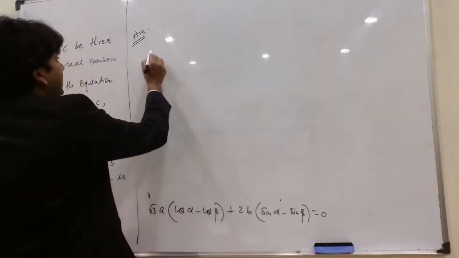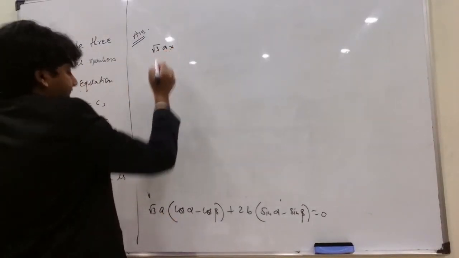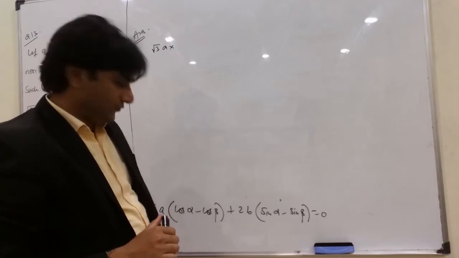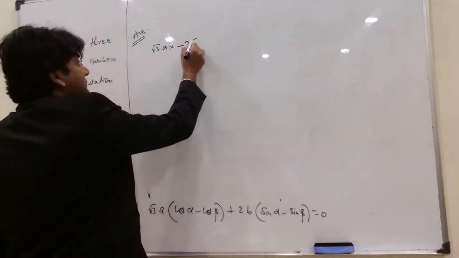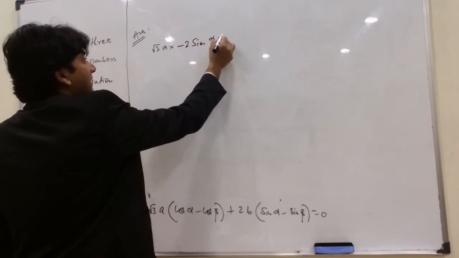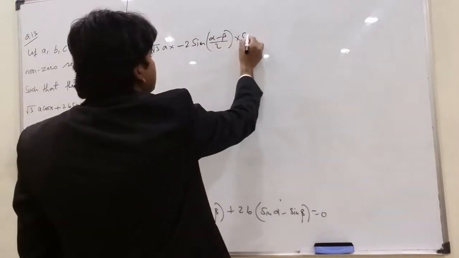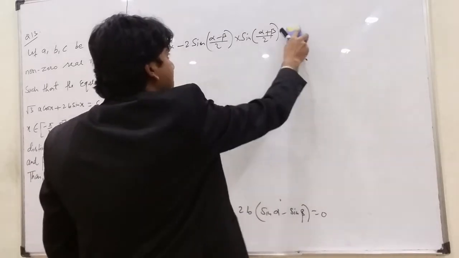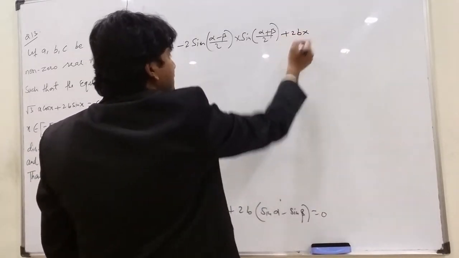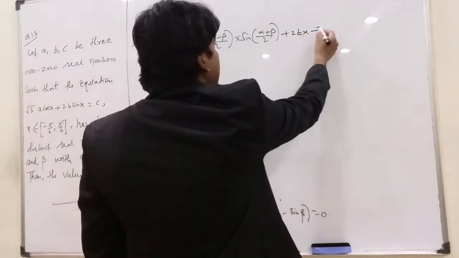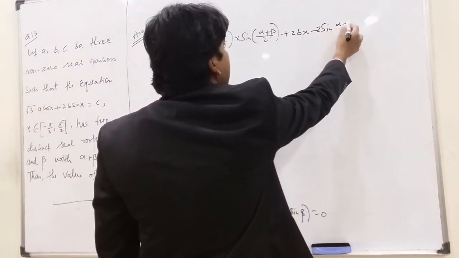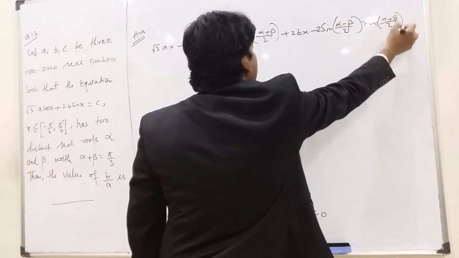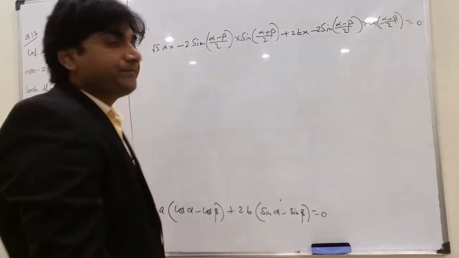This is root 3a times cos C minus cos D, which is minus 2 sin (C minus D)/2 times sin (C plus D)/2. So root 3a times minus 2 sin (alpha minus beta)/2 times sin (alpha plus beta)/2. Okay. Now plus 2b times sin C minus sin D, which is 2 sin (C minus D)/2, it means (alpha minus beta)/2, times cos of (alpha plus beta)/2, equal to 0. That side is equal to 0.